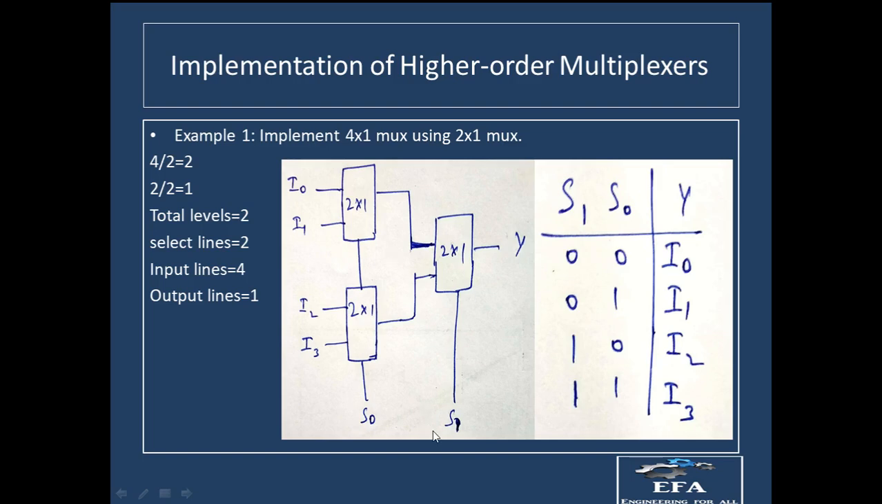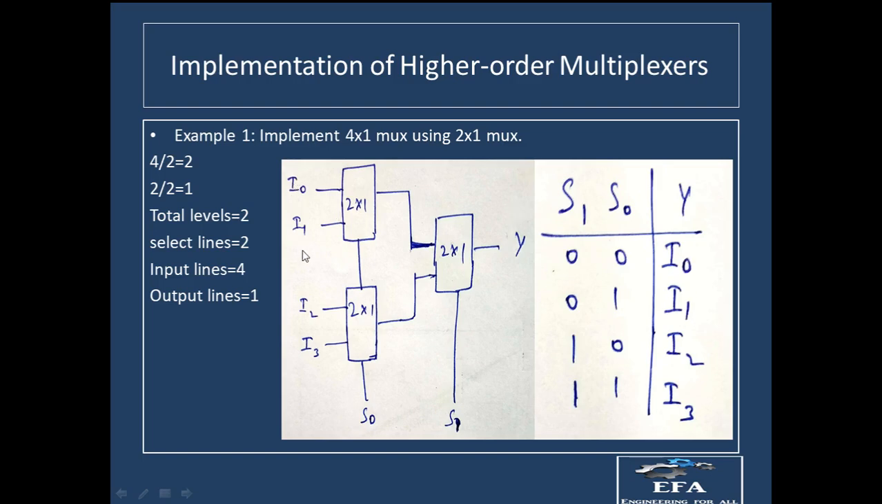For that we have to draw the truth table. The truth table can be drawn as follows. First of all we write S1 and S0, and we write y at the second end. S1 and S0 can have four values: 0 0, 0 1, 1 0 or 1 1. Accordingly the output should be coming.